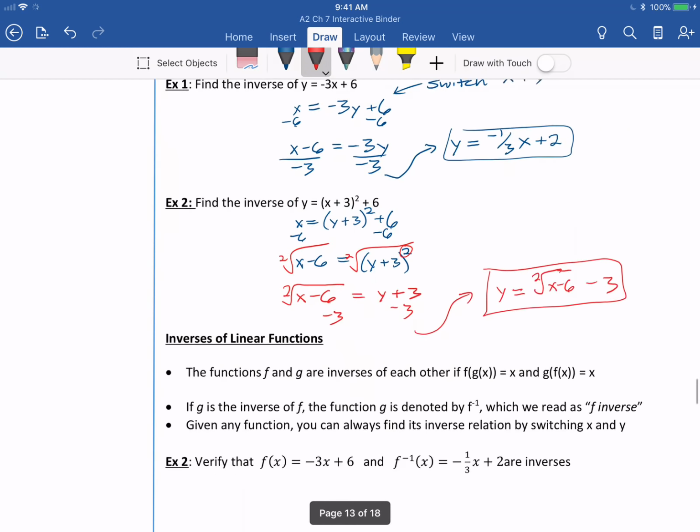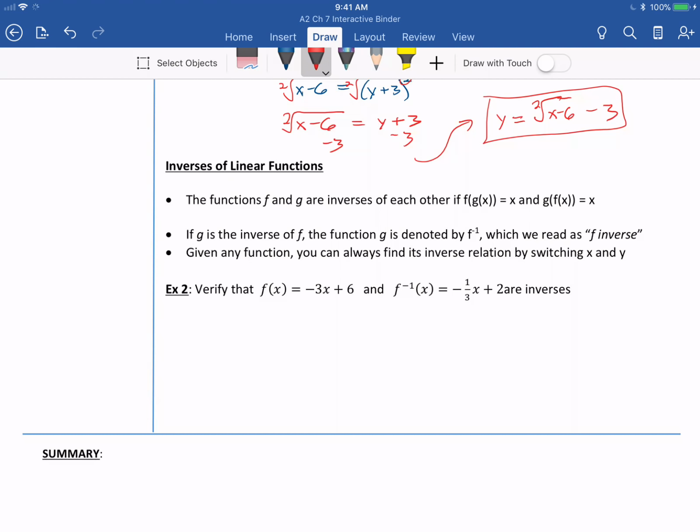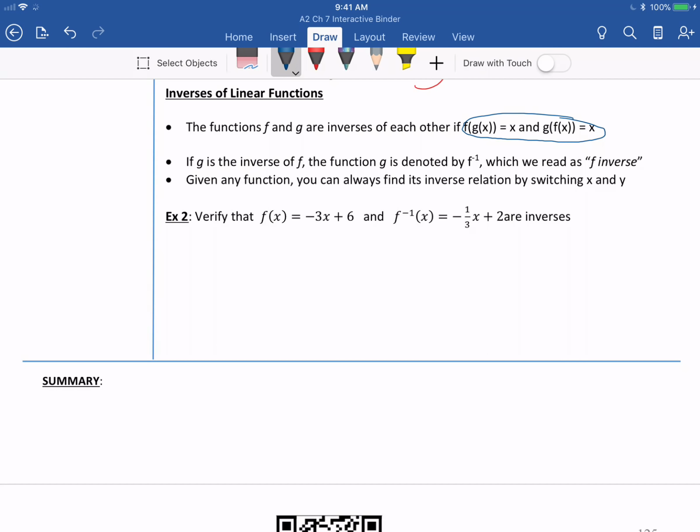All right, awesome. So this last one is just verifying that these guys are inverses. And it's kind of cool how this works. It says right here, if f of g of x and g of f of x equal x, if they both do, then they are inverses of each other. All right, so it says verify that these guys are inverses. So first I have to find f of g of x. So let's just call this second one g of x.